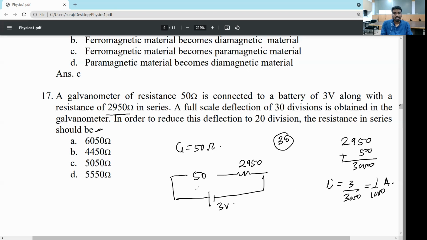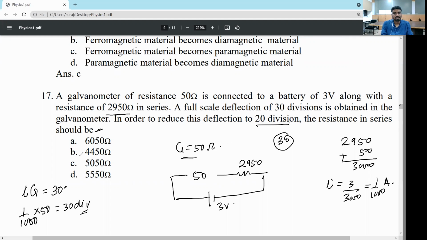So here, what does the galvanometer show? It shows I into G. This is the deflection, right? This is given as 30. So I is 1 by 1000, into G. G is 50, equal to 30 divisions. It's given 30 divisions. Now I want 20 divisions.